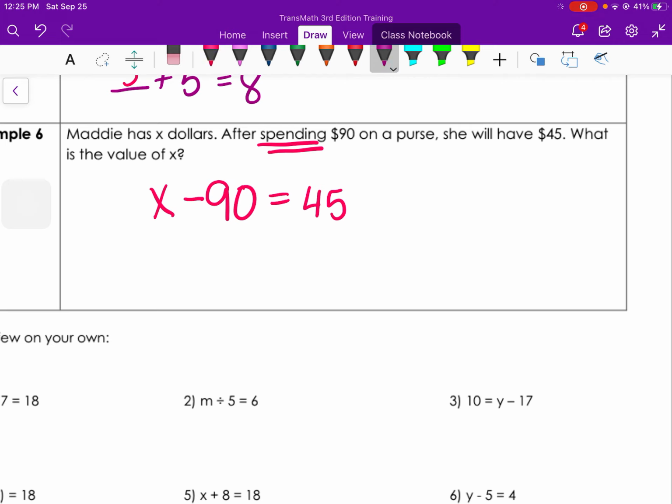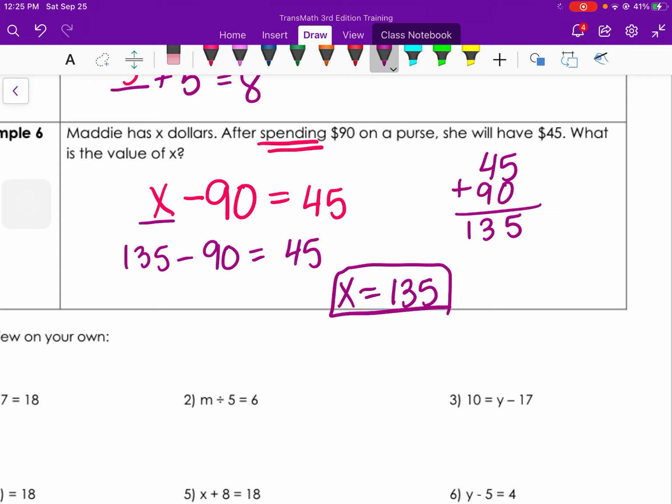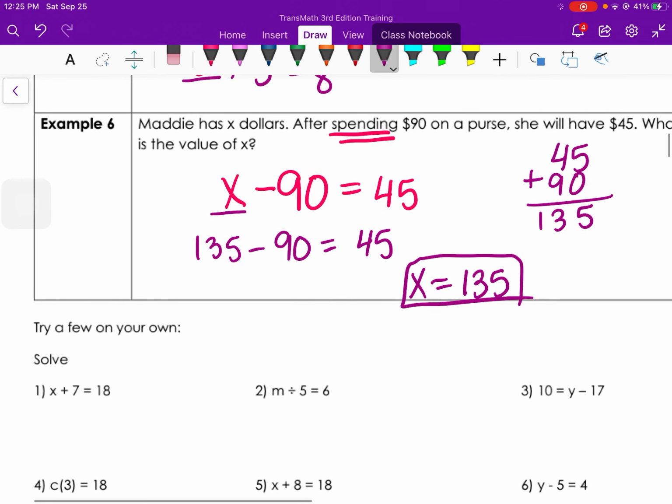So if I want to figure out how much Maddie had to begin with, I could think, well, if she has 45 now and say that she didn't spend that 90, then she'd still have it. So adding that back, I would find that 45 plus 90 is 135, which means that $135 take away 90 is 45. That means that Maddie started with $135, and the solution to our equation, or our math sentence, is x equals 135. All right, try a few on your own.